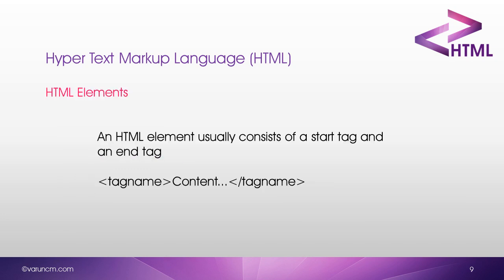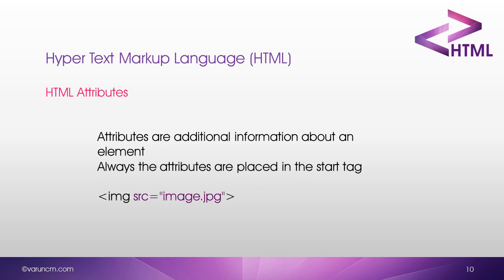And the next is the HTML elements. These elements are enclosed inside tags. The HTML element usually consists of a start tag and an end tag. Here the start tag is the tag name, and the slash tag name is the end tag, which encloses the content that needs to be kept. So this is the format of HTML elements. There are some elements which have only the start tag and don't have any end tag, that we will be seeing in a later session.